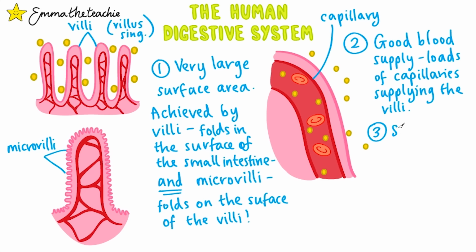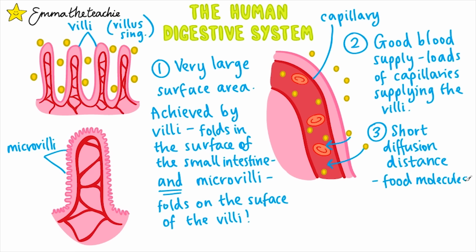Thirdly, the small intestines have got a short diffusion distance. This is the distance from the food molecules to the bloodstream. As the food molecules don't have to travel very far, this means it's a faster rate of diffusion.